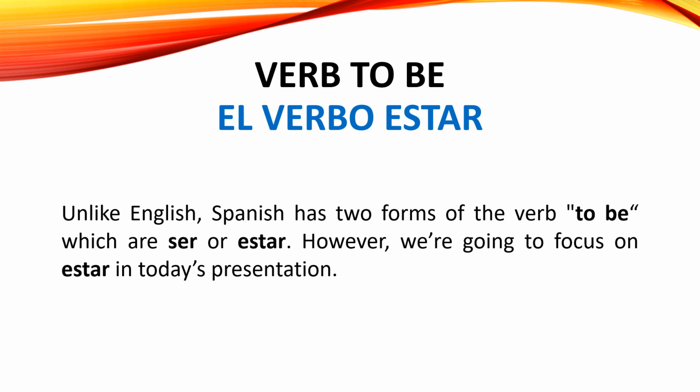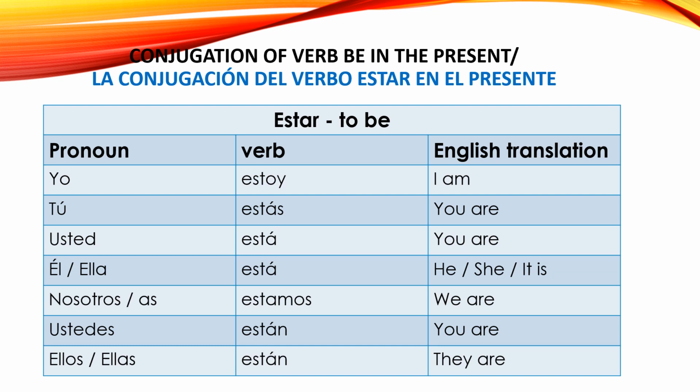Verb to be. El verbo estar. Unlike English, Spanish has two forms of verb to be, which are ser or estar. However, we're going to focus on estar in today's presentation. Conjugation of verb be in the present. La conjugación del verbo estar en el presente. Remember that the verb to be, in this case, estar, is also an irregular verb, alright?